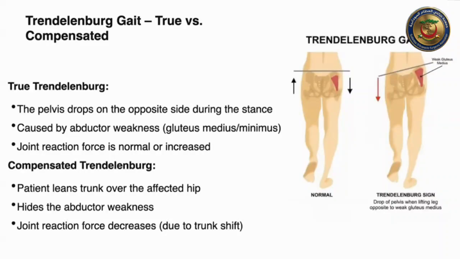As we know, in Trendelenburg gait, the pelvis sags toward the sound side because the abductors cannot hold the pelvis, due to a problem in the abductors themselves, weak abductors, or superior gluteal nerve injury. So the joint reaction force here is normal or increased. This is not like the compensated Trendelenburg that we discussed earlier, where the patient leans the trunk over the affected hip to hide the abductor weakness.